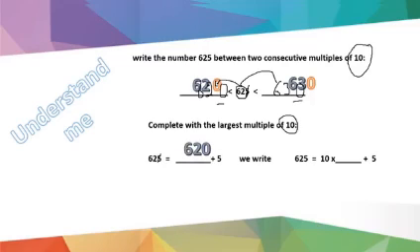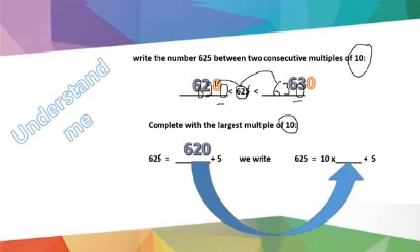I can write 625 as 10 times which number plus 5? So 620, I can write it in expanded form, or decompose 620 into 10 times 62. 62 by 10 equals 620.